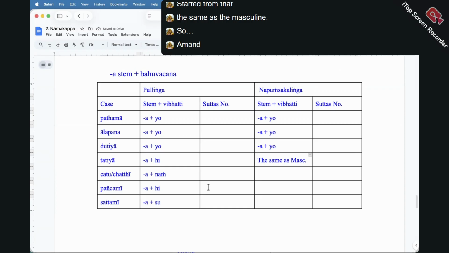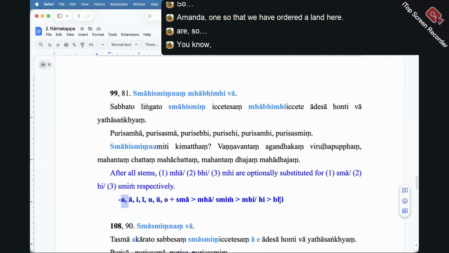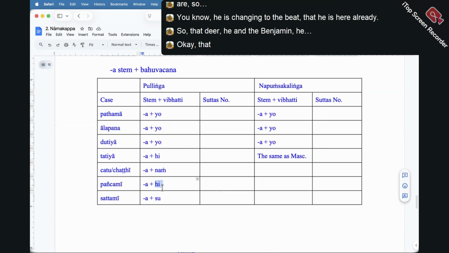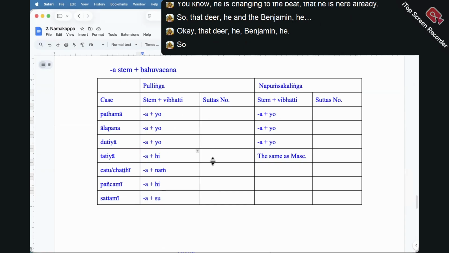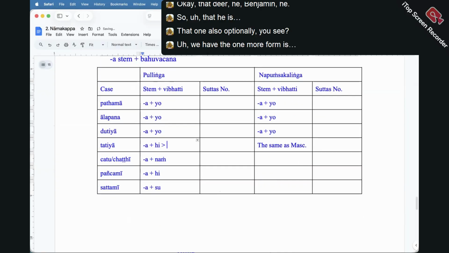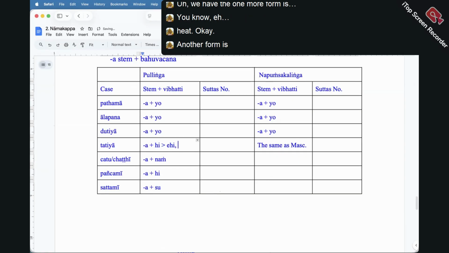So among them, one sutta we have already learned here: after the R, the he is changed to the B. That he is here already. So that he, and the Benjamin he. That one also optionally, you see, we have one more form. Another form is B. So for the he change to the B, we have already learned that one.